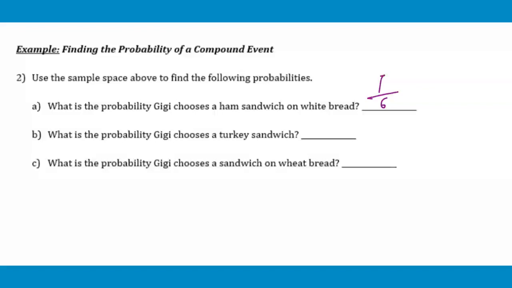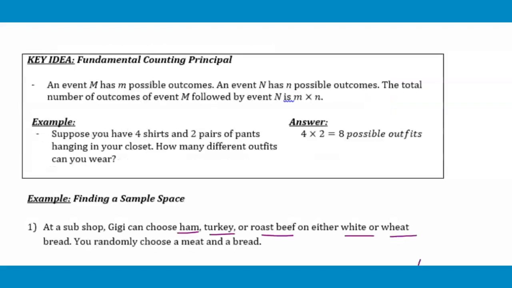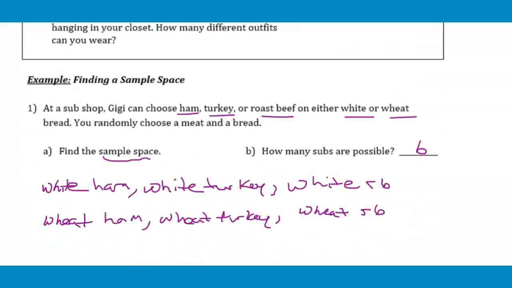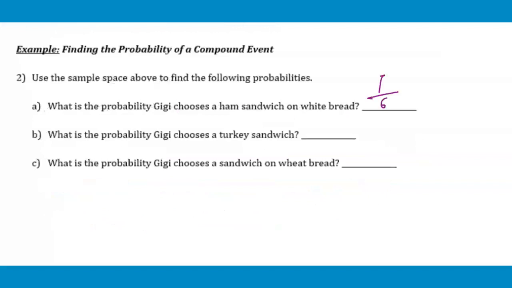What is the probability she chooses a turkey sandwich? So if I look back, how many turkey sandwiches were there? Well, here's a turkey and here's a turkey. So there are 2 turkey sandwiches out of 6. So I'm going to put 2 over 6. And then, of course, I want to simplify that into lowest terms, so 1 out of 3.